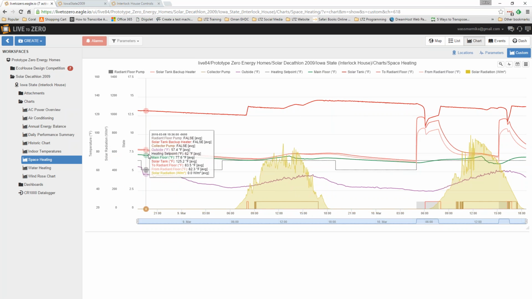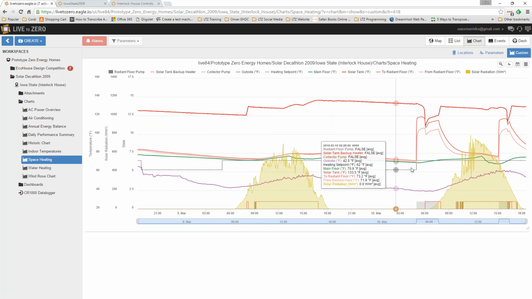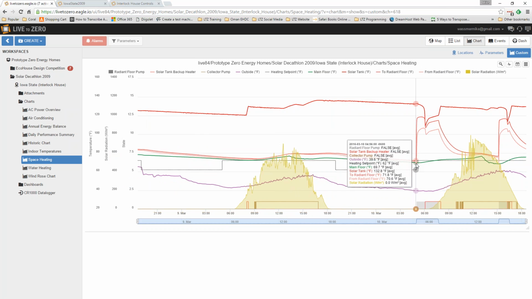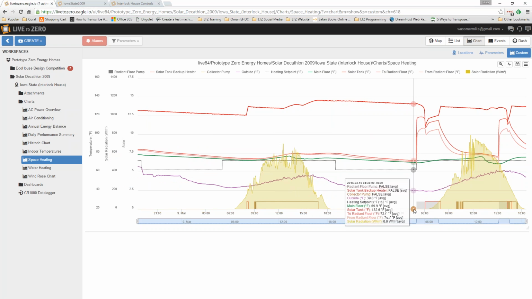So by the time we got to 5 a.m., the temperature was 69.7, which is below 72, and therefore the heat came on, as you can see down here at the bottom. And so it came on from 5 a.m. and stayed on through 7:50. So it was on for almost 3 hours.